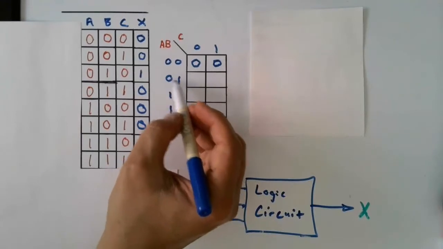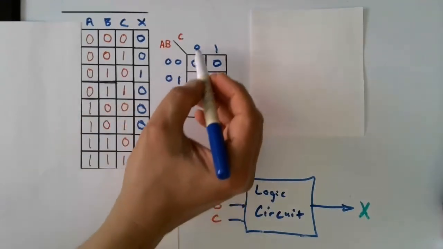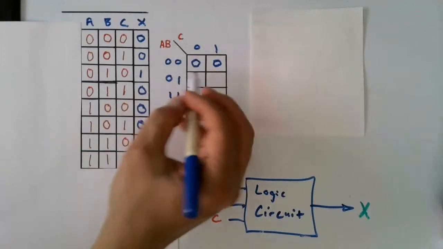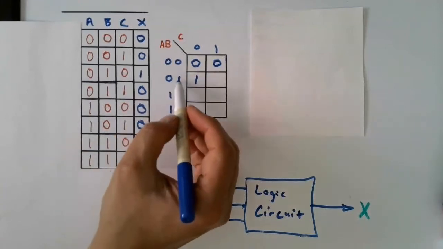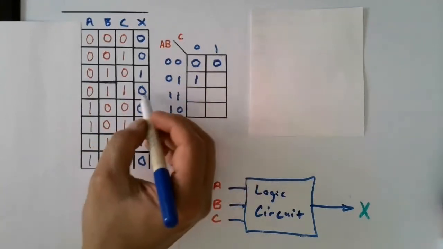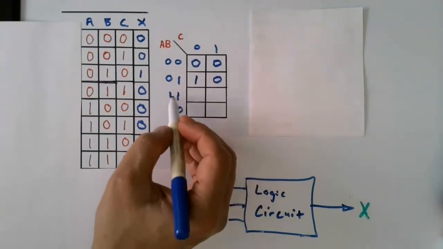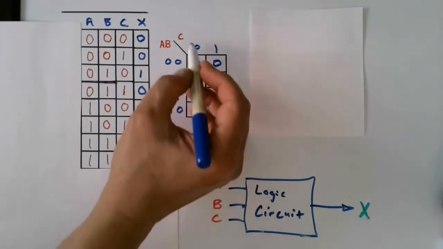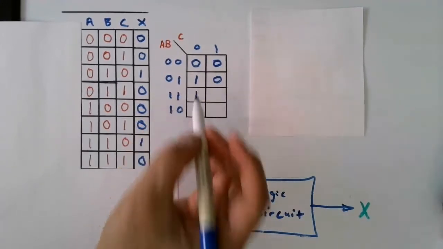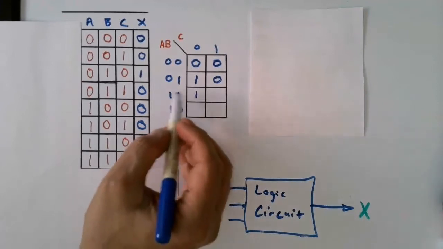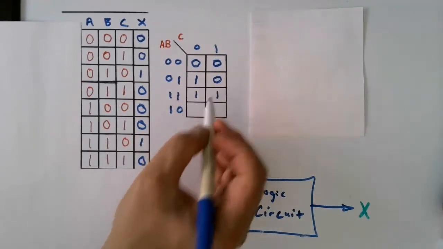The next one is 0, 1, 0, which is here. 0, 1, 0 for A, B, and C, and that is a 1. And 0, 1, 1 is a 0, so we're going to put a 0 there. And now we're jumping ahead a little bit. 1, 1, 0 is the next row here, and that's a 1. And then 1, 1, 1, which is a 0 here. We'll put in a 1 there.